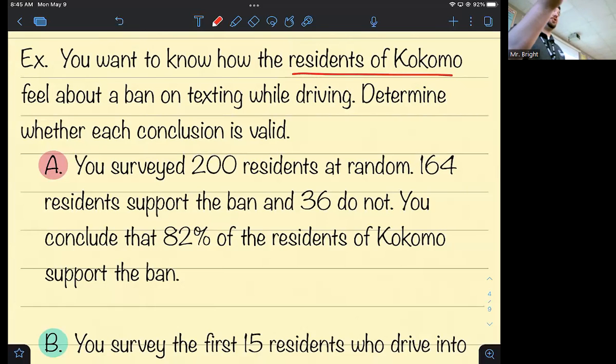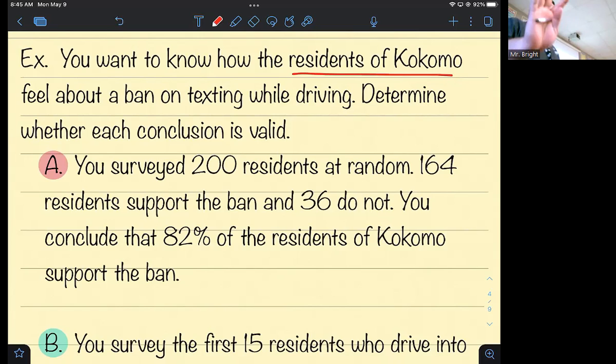Number two, the sample is large enough. Number three, the sample is done randomly. You survey 200 residents at random, residents, not students. 164 residents support the ban and 36 don't. You conclude that 82% of the residents of Kokomo support the ban.